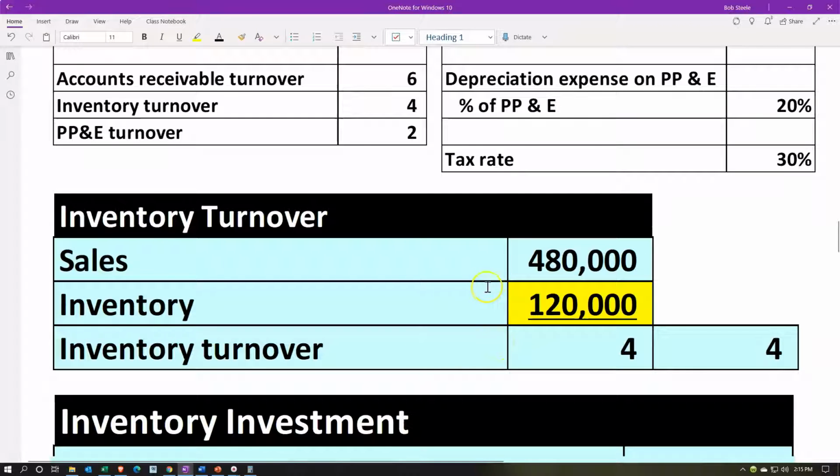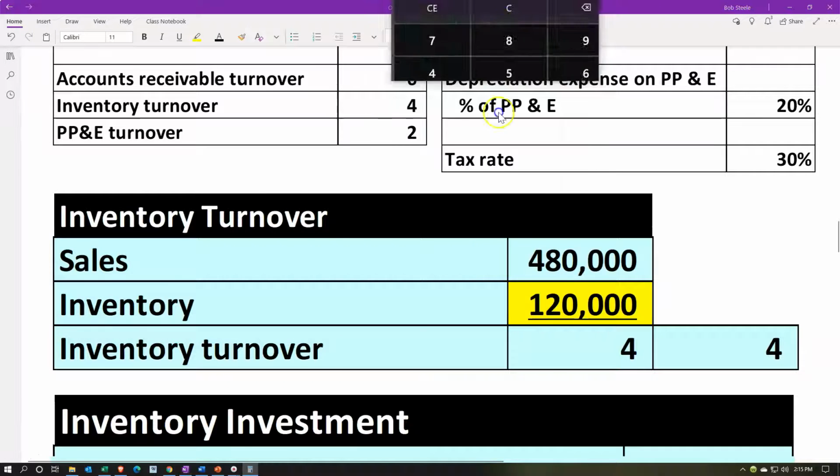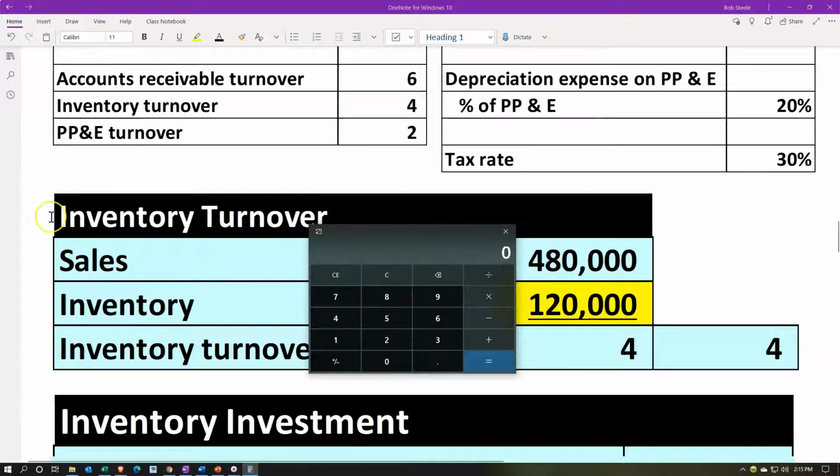So then once we have this formula, we can write it down algebraically if we so choose, which would be 480,000 divided by X equals 4. Then you can solve for the unknown, which would be 480,000 divided by 4, which is 120,000. We can double check that by saying, does that work? 480,000 divided by 120,000 equals 4.